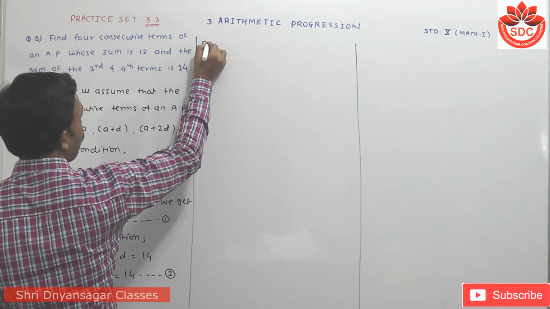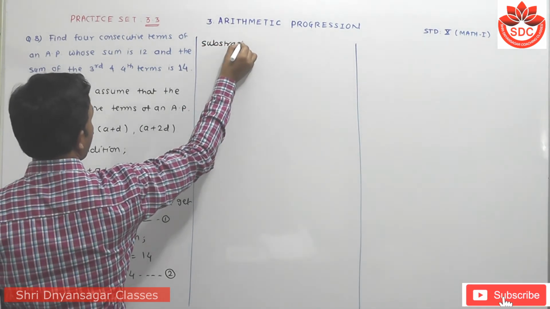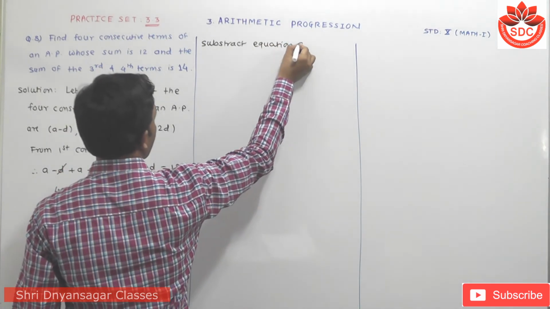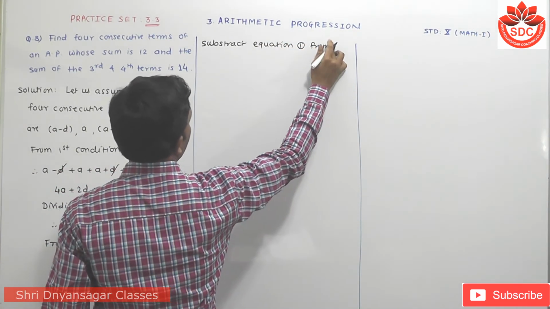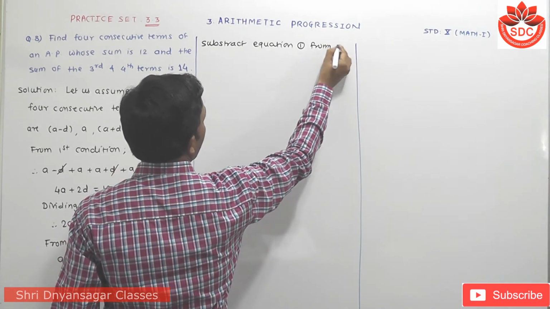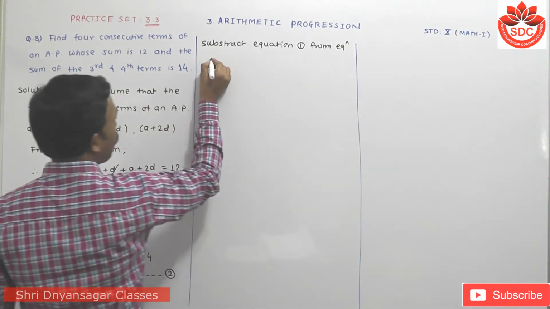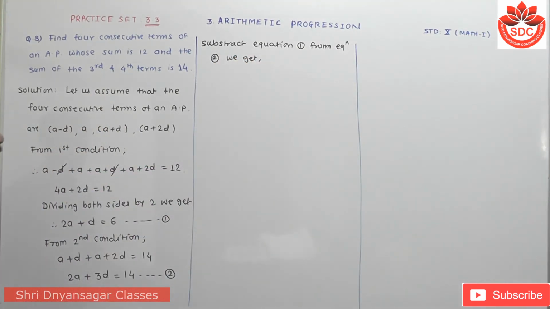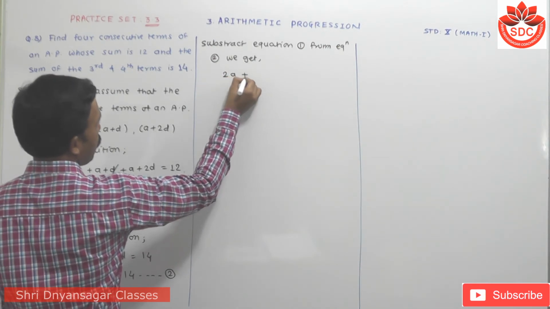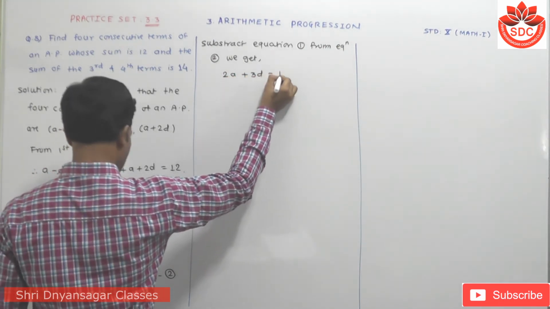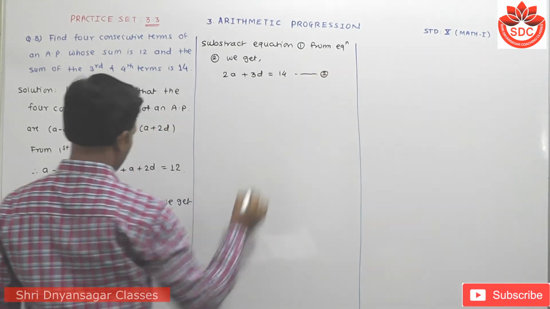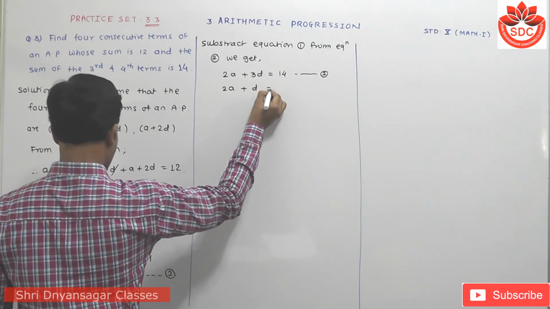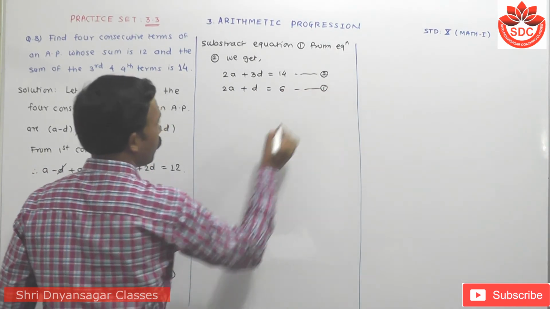So subtract equation first from equation second. First write equation second: 2A plus 3D is equal to 14. And the first one is 2A plus D is equal to 6. This is equation number first.